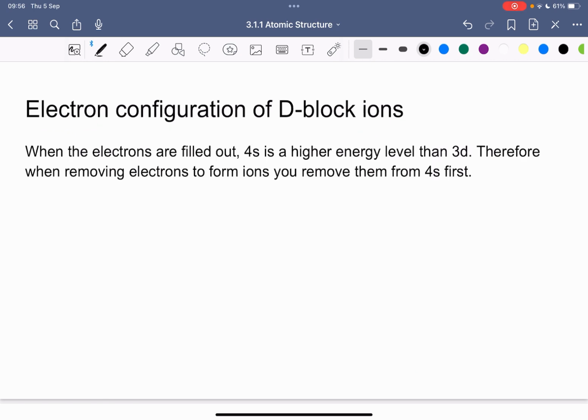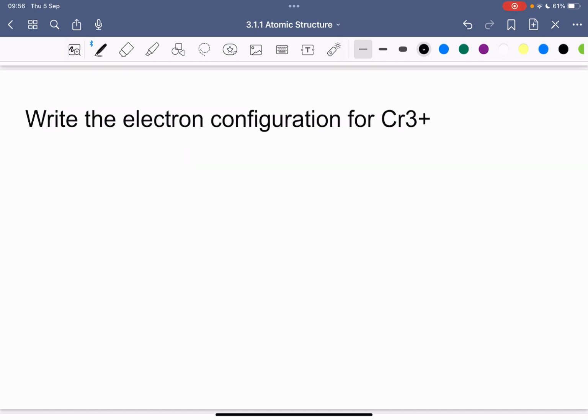Now you need to figure out how to write down the electron configuration of D block ions. When the electrons are filled out, the 4s is a higher energy level than the 3d. Therefore, when removing electrons to form ions, you remove from the 4s first. So just always remember 4s before 3d. Pause the video and try to answer this question, and then play it to see the answer.